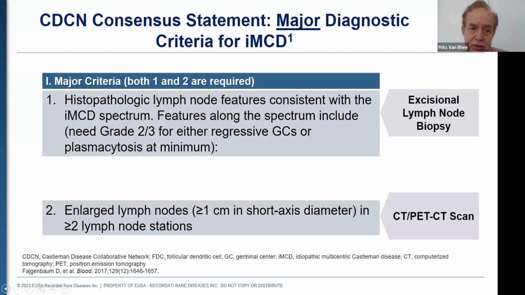You require two major criteria. One is that you need to have a lymph node consistent with the histopathological spectrum that one sees in iMCD. Ideally, one requires an excisional lymph node biopsy. Usually core biopsies are not good enough to appreciate lymph node architecture, and fine needle aspirates are fairly useless in my opinion. Then it's also important to realize that this is not a purely pathological diagnosis. There are other diseases, which I'll mention later, which can give rise to similar features. So it's a clinical pathological diagnosis. The second major criterion is enlarged lymph nodes in 2 or more lymph node stations.